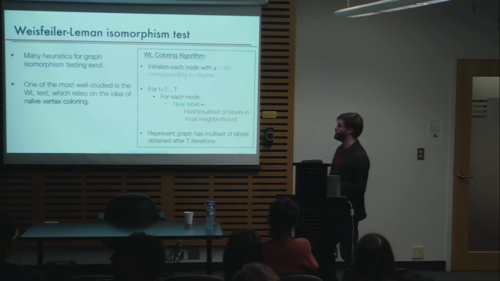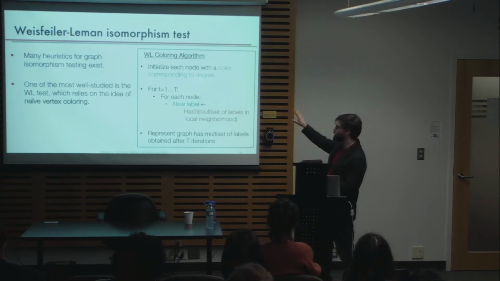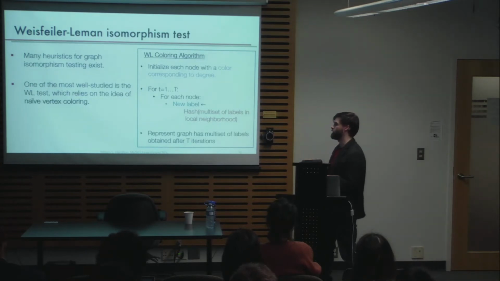And we can iterate this idea, and if we summarize this into an algorithm, it's relatively straightforward. What we do is that we initialize every node with a color, or an integer, corresponding to its degree. And then we just iterate this algorithm where for t steps, for each node, we're going to generate a new label for that node, which is just a hash of the multi-set of labels within its local neighborhood. We call this coloring, but in general, if you actually implement this, you're just going to use integers and hashing.